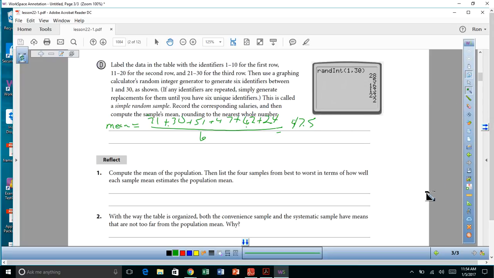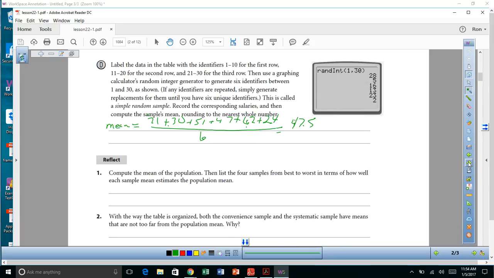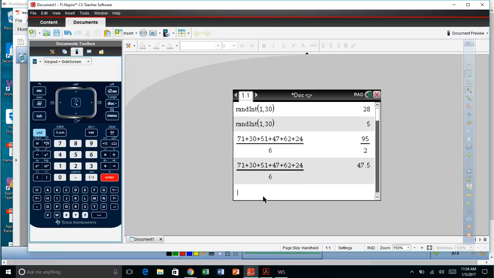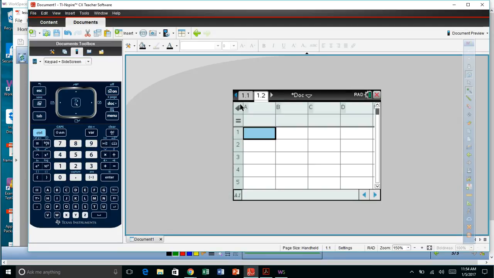Notice the difference. You got 47.5. You've got 62, 43, and 54. Compute the mean of the population, then list the 4 samples from best to worst in terms of how well each sample mean estimates the population. All right. To do it in your calculator, the easiest way is to go to the spreadsheet, and then we'll just put them in there.